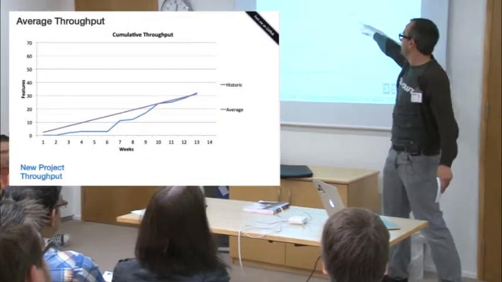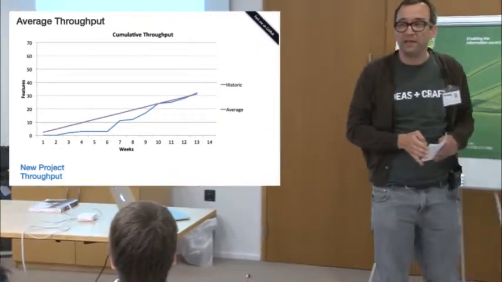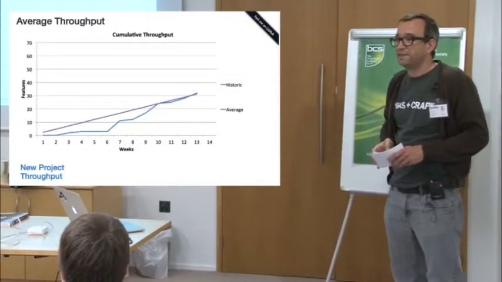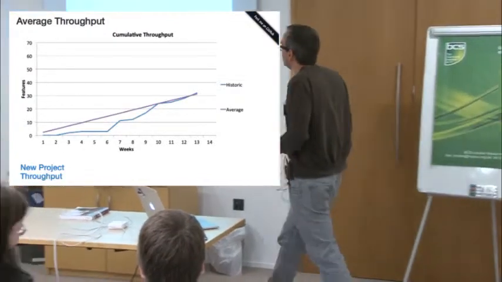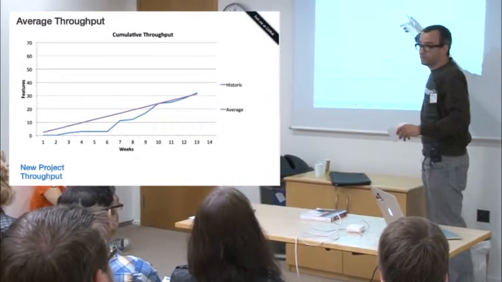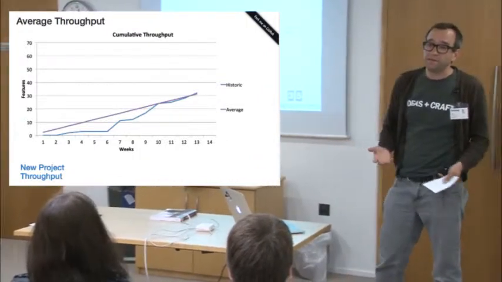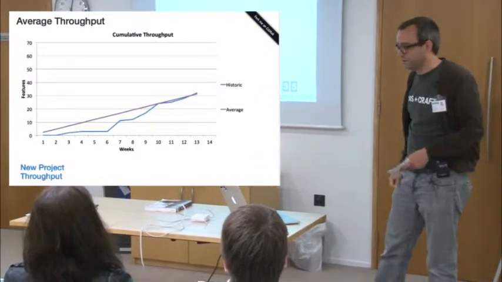Can anyone guess what this is here? I'll give you a clue. This was around the end of the year. Christmas holiday, exactly. That's Christmas holiday. So there was no throughput for 2 weeks in December because of holidays. So again, you need to take these things into account. You need to think about the operating context of these things.